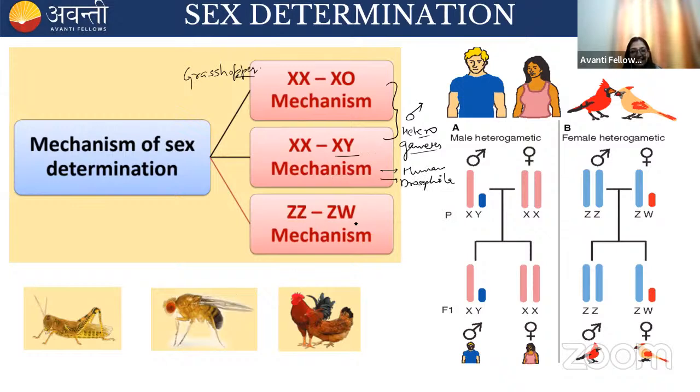So ZZ and ZW is where the female is heterogametic. Here the female is heterogametic, so that means the males are homogametic. And this type of mechanism, ZZ and ZW, is seen in the case of birds. So in this case, 50% of the gametes will carry the Z chromosome and 50% will carry the W chromosome. So the female is heterogametic.